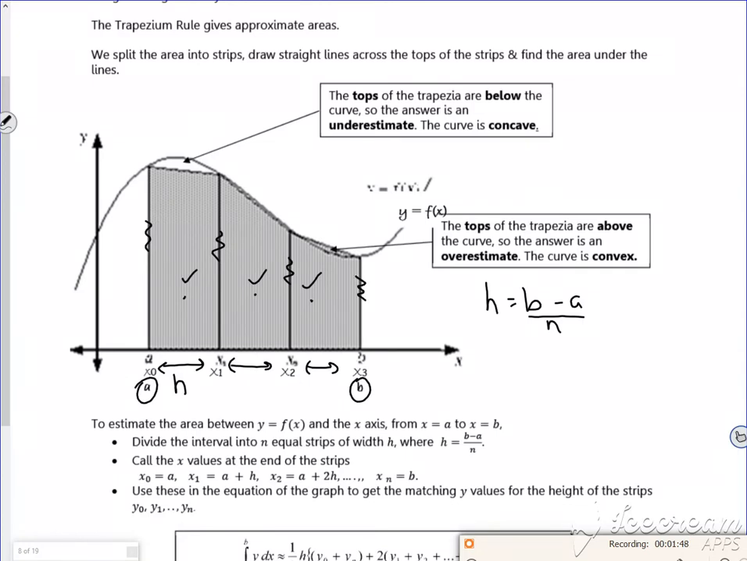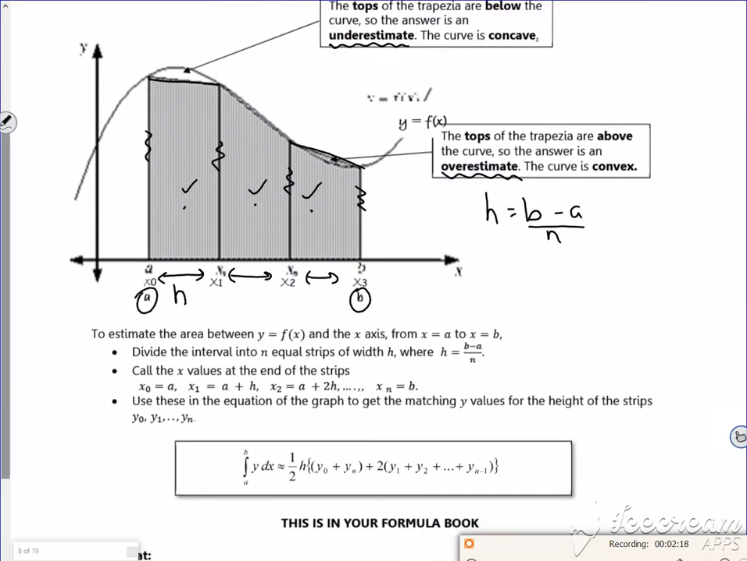So you have to be careful with the wording of a question, to make sure it says trapezium or strips, and you always have one more y value that goes with it. So let's have a look at these pictures then. This first picture, the top of the trapezium is below the curve, so it's an underestimation. Whereas for this one down here, the top of the trapezium is above the curve, so it's an overestimation. So they're things to think about.